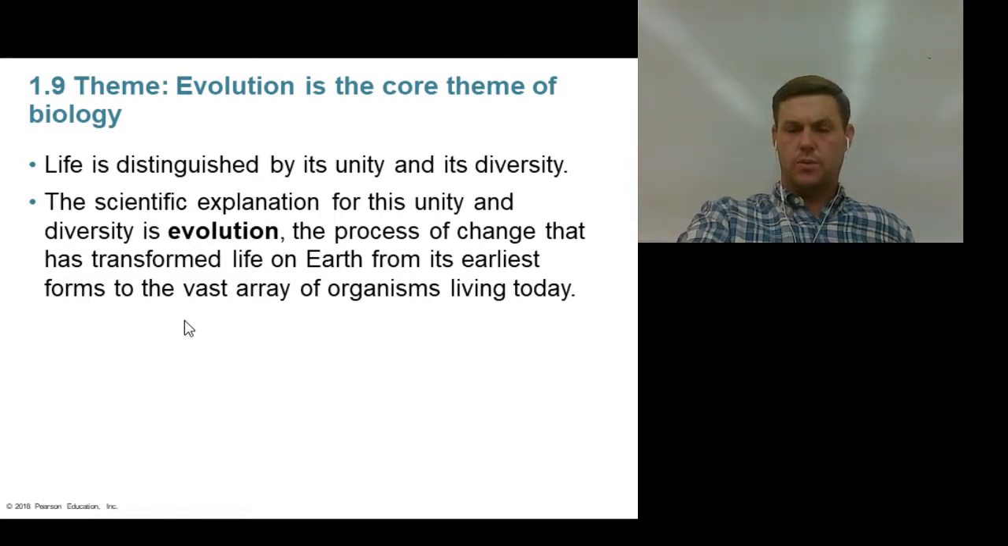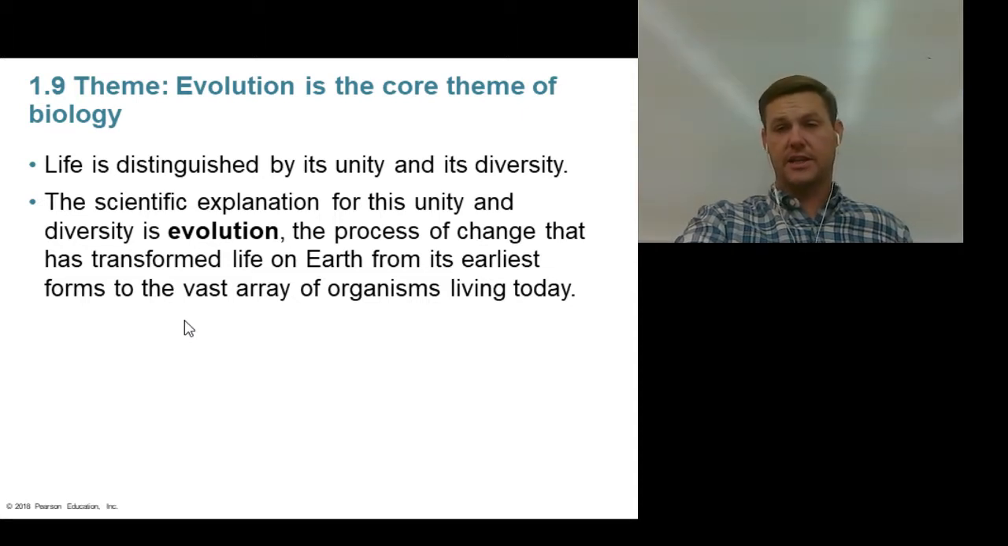So biology only makes sense in the light of evolution, and that's something we need to keep in mind. You don't understand biology if you don't understand evolution. And biology is a science that was not very well studied until we finally had a mechanism. That's why the discussion of evolution has been so important.